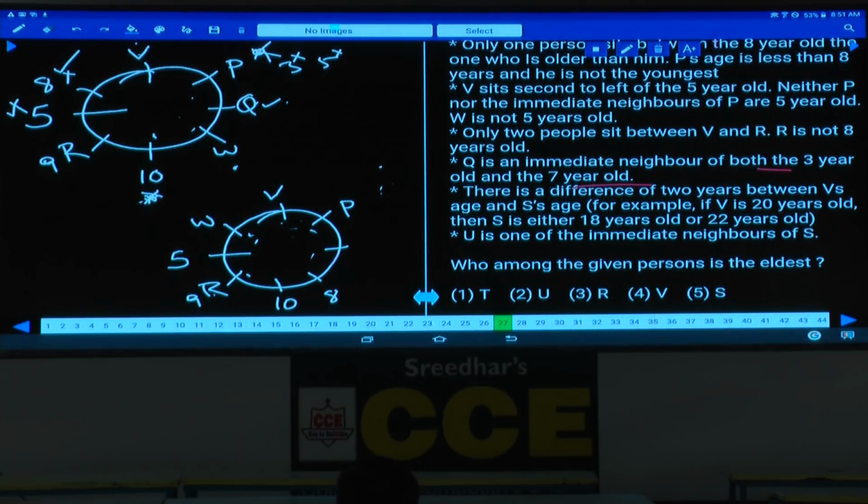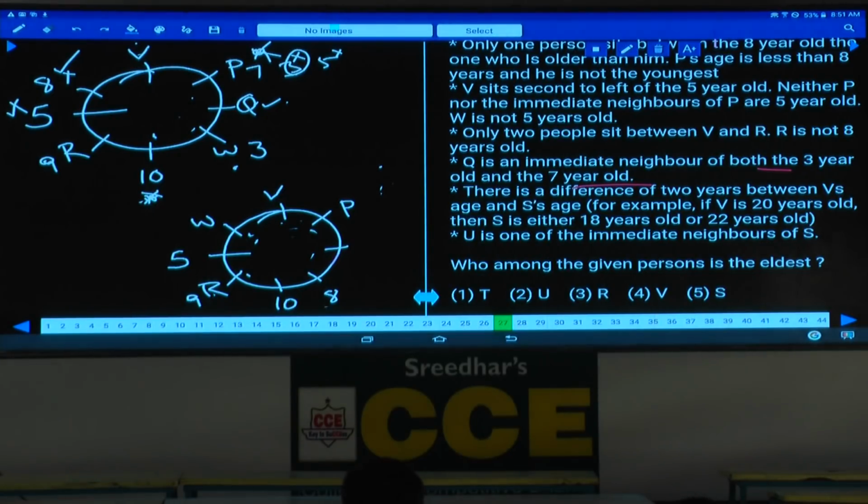And at the same time, this Q is adjacent to whom? 3 and 7, out of which P is not 3, which is already given. As P is not 3, this person is 7 and W is 3. Done with this? Then coming to this one. Now this Q is an immediate neighbor of 3 and 7. Now Q cannot be at this place, and Q cannot be a 10-year-old because 9 and 8 are adjacent.